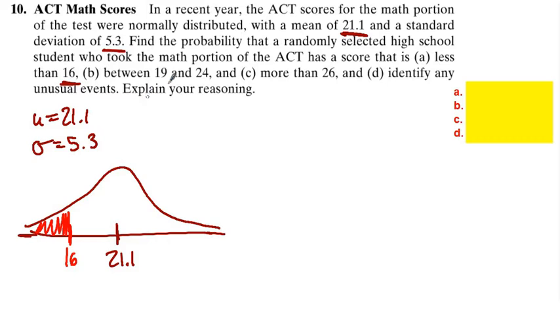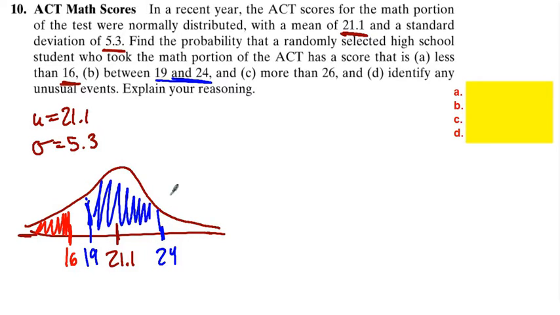Okay, then we want to know between 19 and 24. The sketch doesn't have to be perfect, it just has to be a rough sketch. So 19 to 24 would be in this blue area right here. We have to find that. And then finally we're being asked about more than 26. So you can kind of get a sense from the picture of how these should look. And then any unusual events.